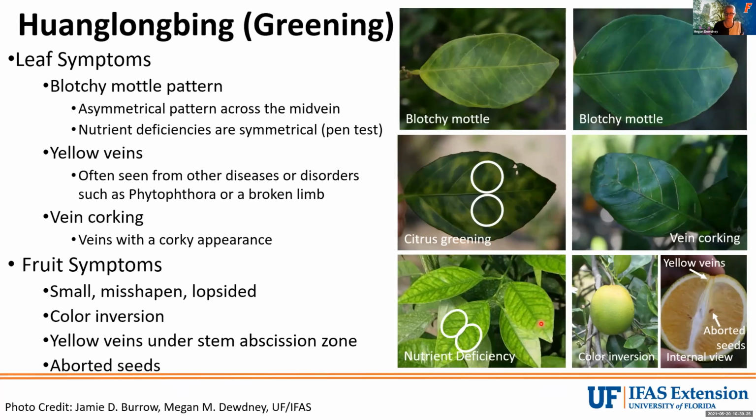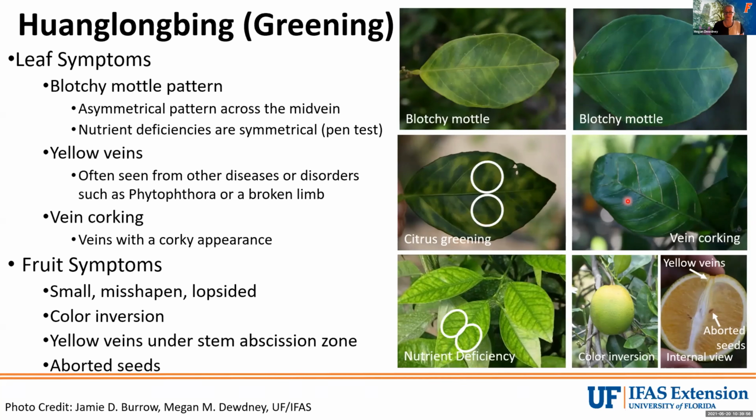If you're trying to determine whether you've got nutrient deficiency instead, you would do something like a pen test, where you would draw two circles on either side of the mid vein and see if the patterns are symmetrical. If they are not, then it's likely something like greening. Although I do recommend when you're looking at blotchy mottle leaves or suspect leaves to actually turn them over and make sure there's not something like a leaf miner on the other side, because I have seen that do a pretty good mimic of HLB blotchy mottle.